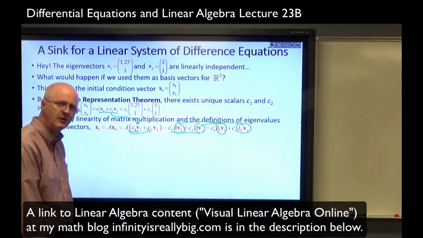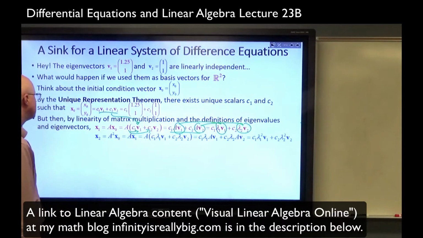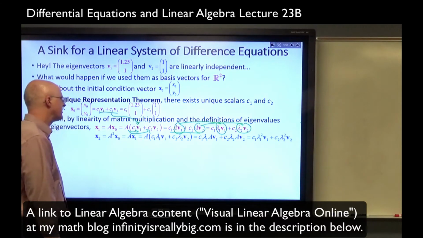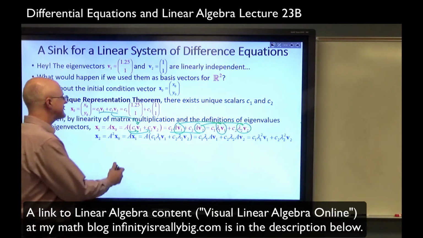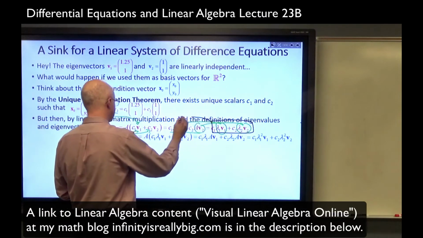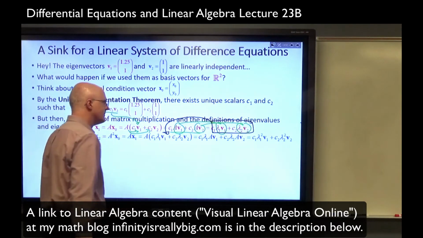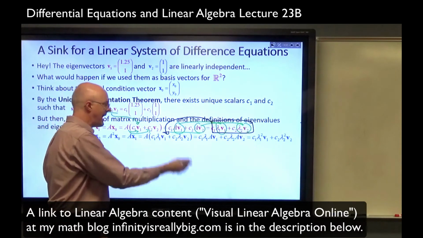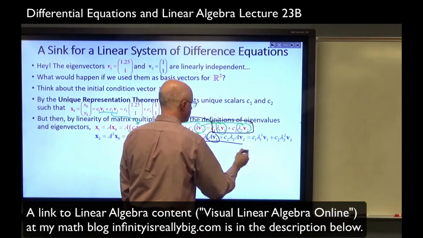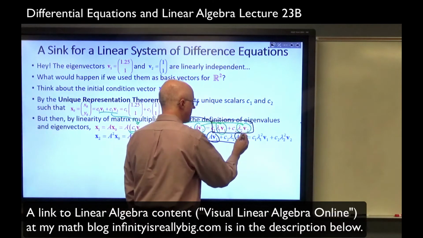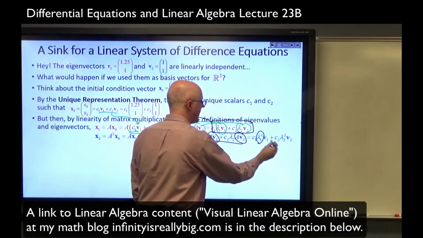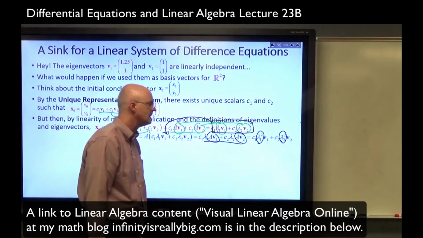Iterate. That's what we do with difference equations. x2 would be A squared times x0, or A times x1 if you prefer. Replace x1 with that. Plug that in there for the x1 to get this. Distribute the A through again, factor out the constants again to get this. And then once again, Av1 equals lambda 1 times v1, and Av2 equals lambda 2 times v2. So I get a lambda 1 squared and a lambda 2 squared, and a v1 and a v2 still.